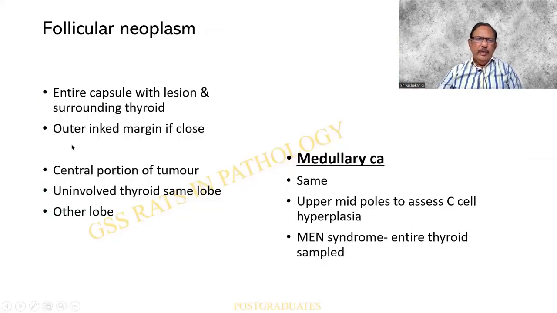Follicular neoplasm: here the entire capsule with the lesion and the surrounding thyroid should be given. Inking of the outer surface of the thyroid is required when the nodule is close to the thyroid capsule itself. Central portion of the tumor is needed, and also, as I told you, the uninvolved areas. Medullary carcinoma, almost the same. And if it is a suspected case of a MEN syndrome, the entire thyroid will have to be sampled for various reasons. We may miss something.